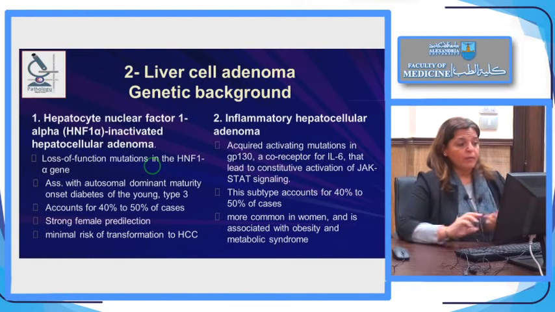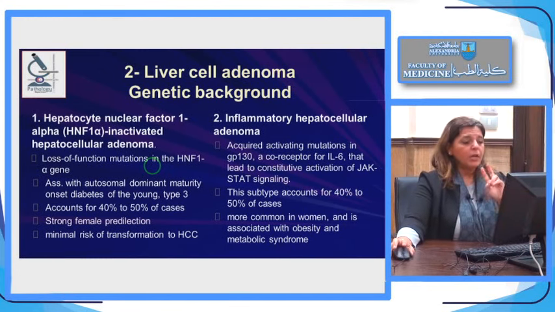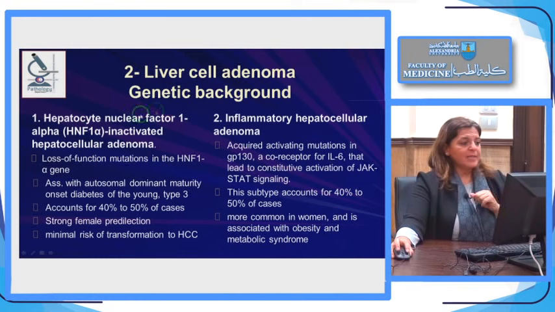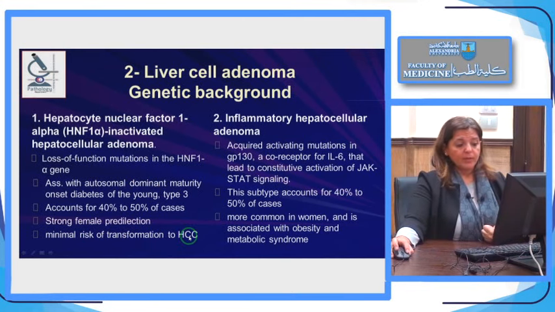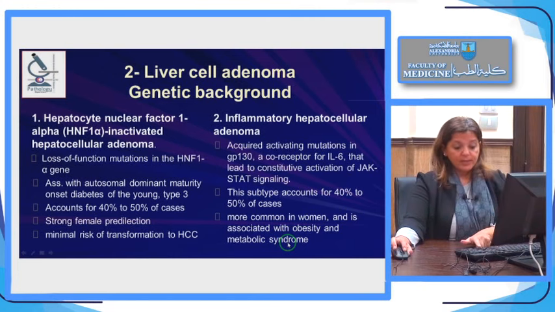We have 3 types of adenomas based on the genetic background. One is associated with the hepatocyte nuclear factor 1, and these have minimal risk of transformation to hepatocellular carcinoma. The second one occurs on top of an inflammatory background. It's called an inflammatory hepatocellular adenoma, and it is associated with activating mutation of interleukin 6, JAK-STAT signaling. These are more common in obese women, and commonly associated with metabolic syndrome.